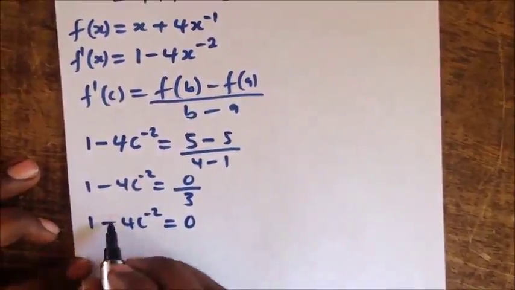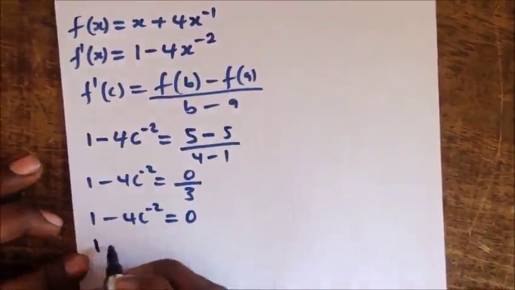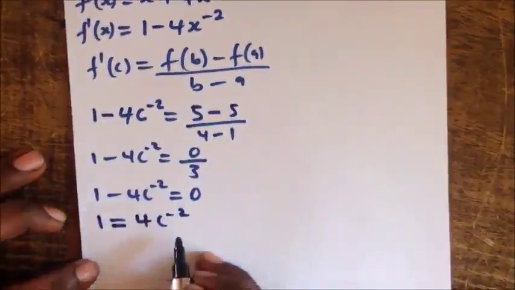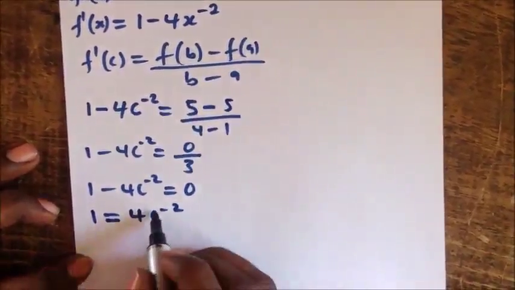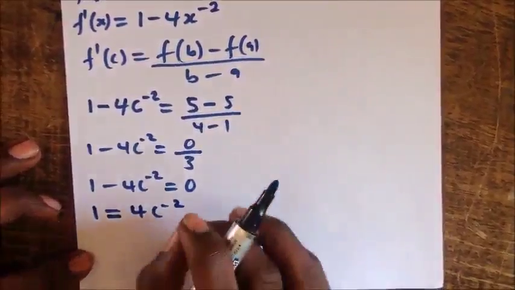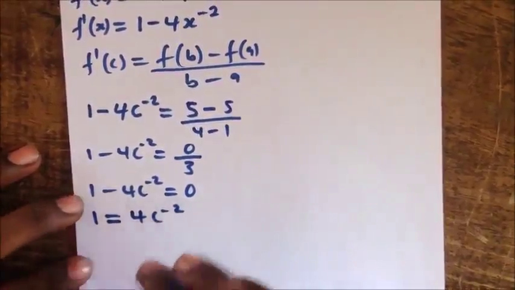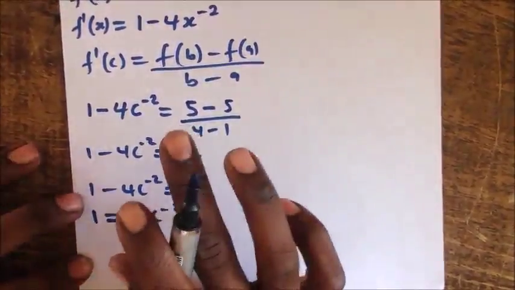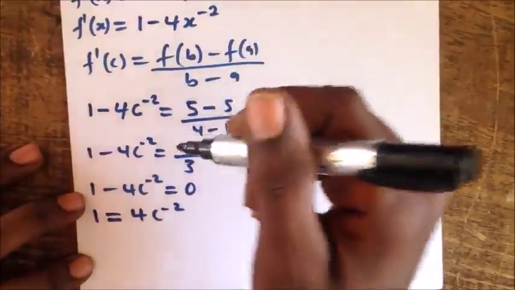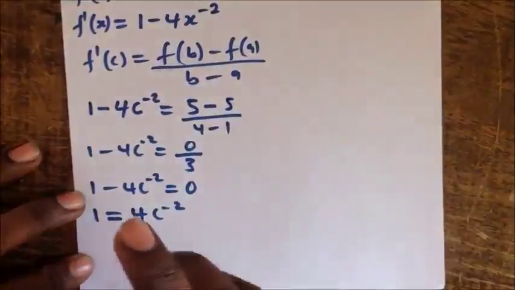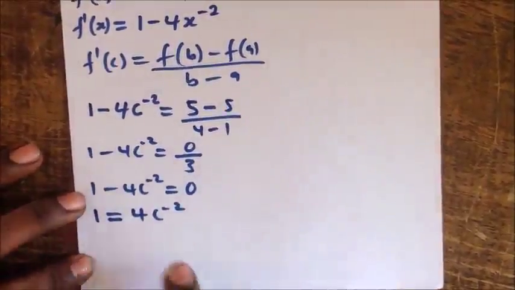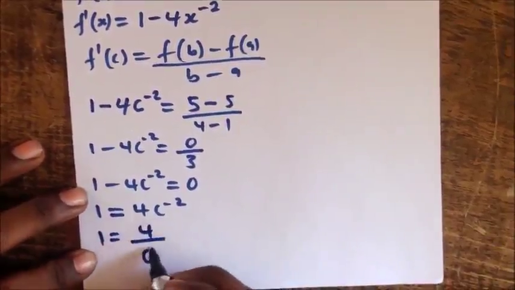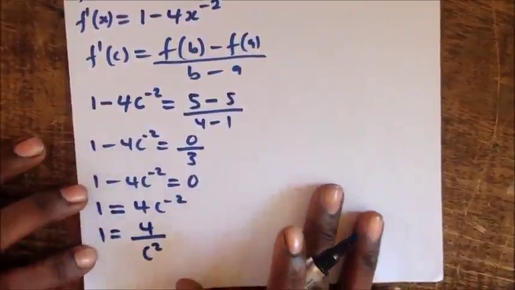We are looking for c, so we can take this term to the other side. 1 is equal to 4c raised to the power minus 2, since negative 4 crossing the equals sign becomes positive 4. Since this c has a power of negative 2, we can eliminate the negative. If we want to eliminate this negative, we take it down from numerator to denominator, just as we did before. When we want to take x from denominator to numerator, it takes a negative power. So when we want to eliminate this negative, it goes down from numerator to denominator. So 1 is equal to 4 divided by c squared. We eliminate the negative. We are looking for c.